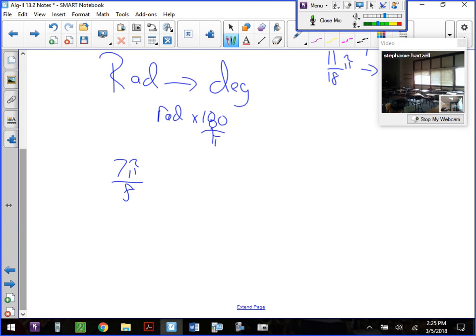Anyway, so if I have 7 pi over 8, what I'm doing is I'm going to multiply that by 180 and divide it by pi. Because what's pi divided by pi? 1. You're basically just unit canceling. Okay. 180 and 8 are both even. Would that be 4 and 90? They're both even still, aren't they? 2 and 45.